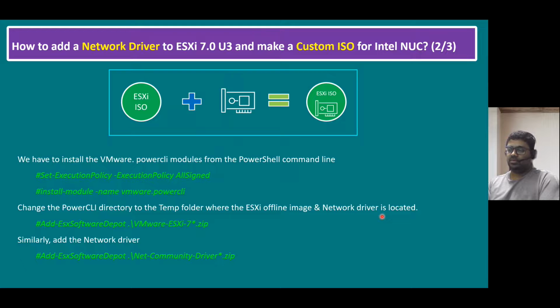Then change the PowerCLI directory to the temp folder where our ESXi offline image and network driver are located. Then we have to run this command: add the ESXi software depot with our downloaded zip file. Similarly, add the network driver also to the software depot. Okay, and this is the second command.